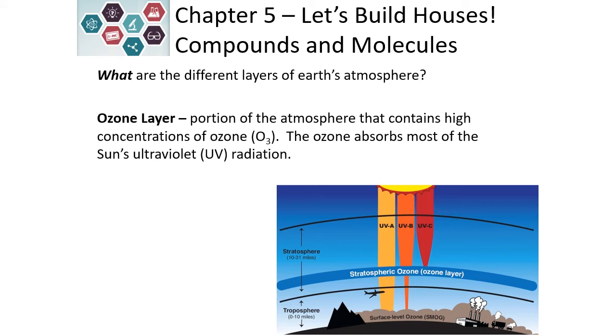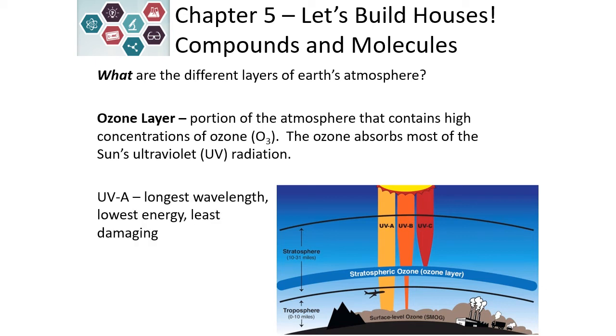The ozone layer is there to protect us. It is in the stratospheric layer of the atmosphere, and it protects us from harmful UV light. Ozone is 3 oxygens attached to each other, and it absorbs most of our ultraviolet radiation into the bonds that hold the 3 oxygens together.